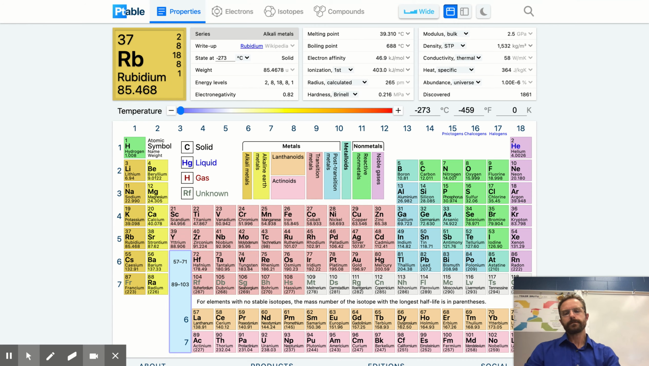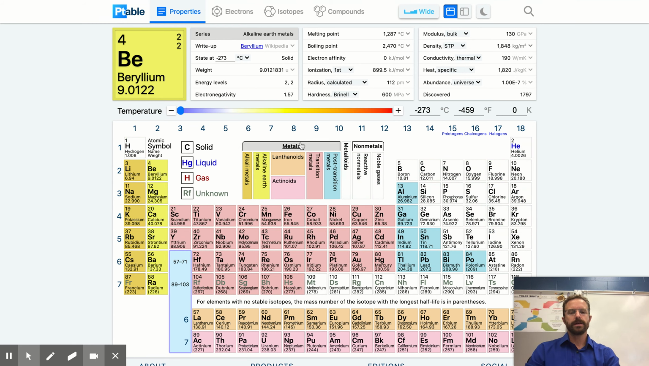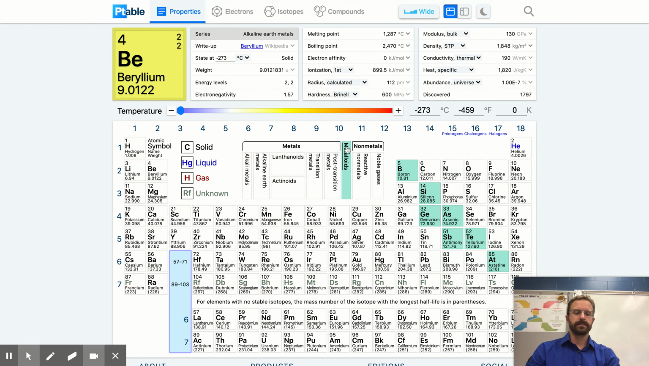So anyway, if we run through the big chunks on the periodic table, we've got our metals. That's pretty much the left side of the periodic table. Then we have our metalloids, which is this little chunk in the middle here. They're kind of like metals, kind of like non-metals. Tin is a nice example of a metal that's right next to the metalloids.